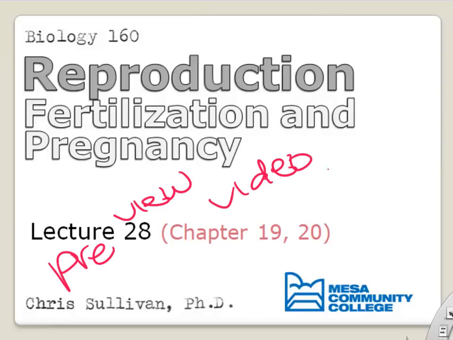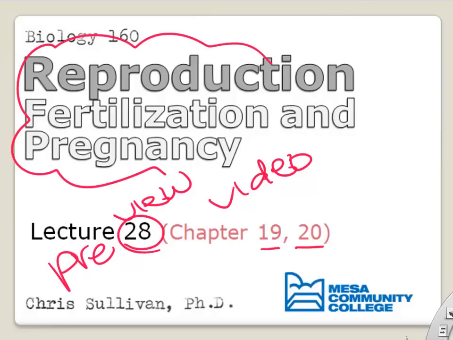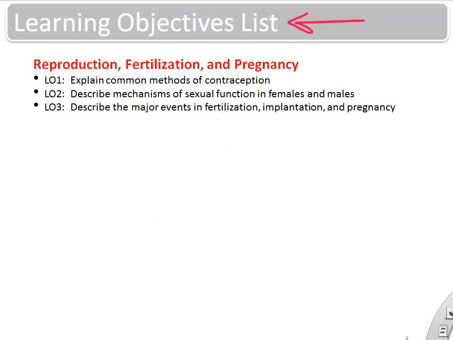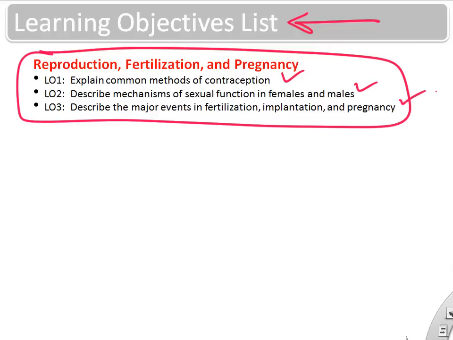This is lecture 28, chapters 19 and 20. We're going to cover reproduction, fertilization, and pregnancy. These are the learning objectives that we'll cover. It'll be an introduction and we'll go into more detail in class.